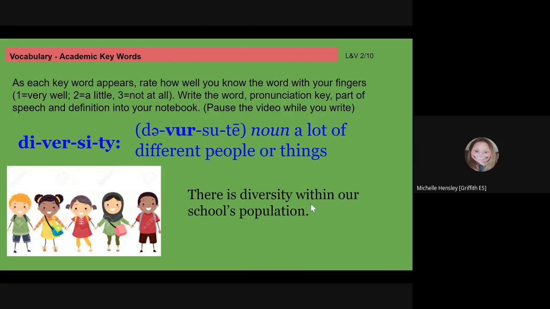There is diversity within our school's population, right? We have a lot of different people in our school population. We have teachers, we have students, we have all kinds of different races, people of different genders, people of different heights and different hair colors and different eye colors. We're all different in lots and lots of ways. We're all the same in lots of ways too, but diversity refers to all of the different things about us. When there is a lot of diversity, that means the people involved have a lot of things that are different between each other. Diversity. Go ahead and pause the video if you need more time.